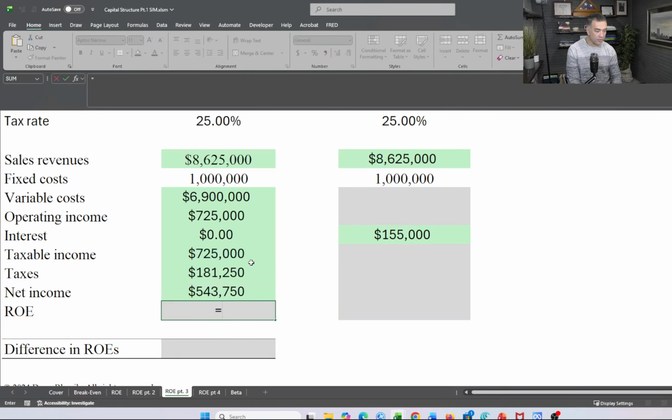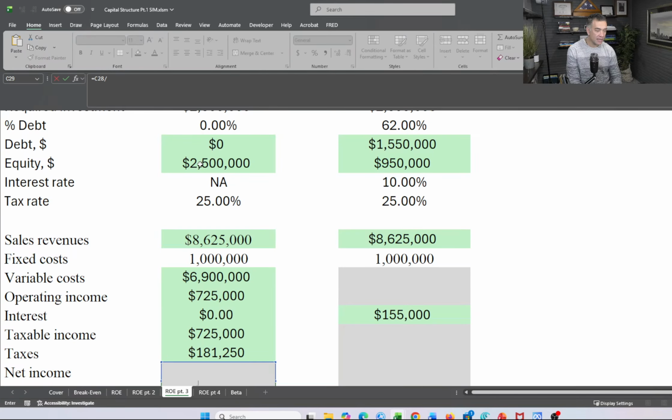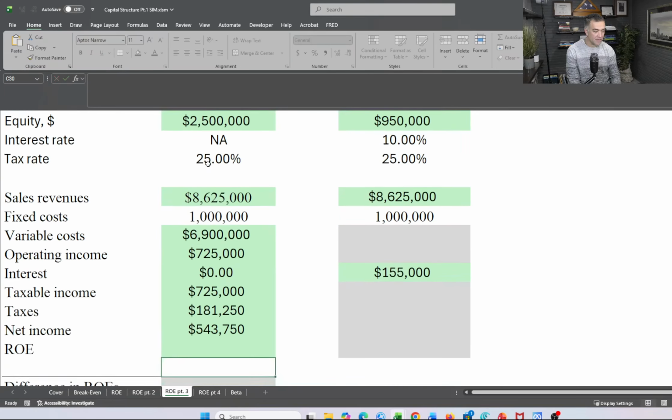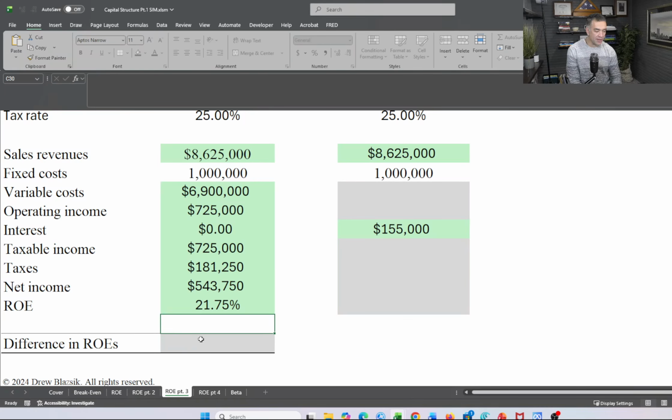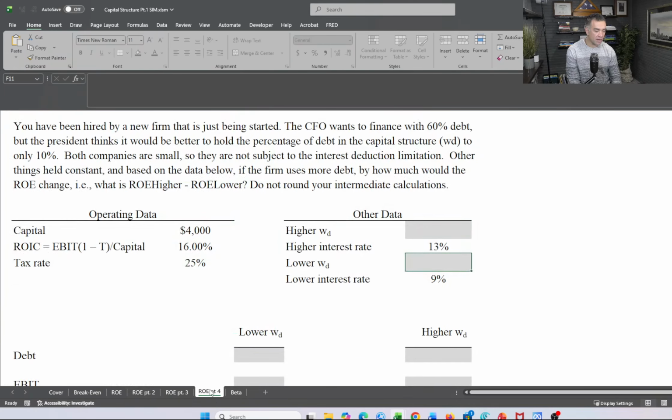And now we could do our return on equity. That would be our net income divided by how much equity we have in the business. So do the same thing there and do the ROE. All right, this one's a little more difficult. Spend some time on this one.